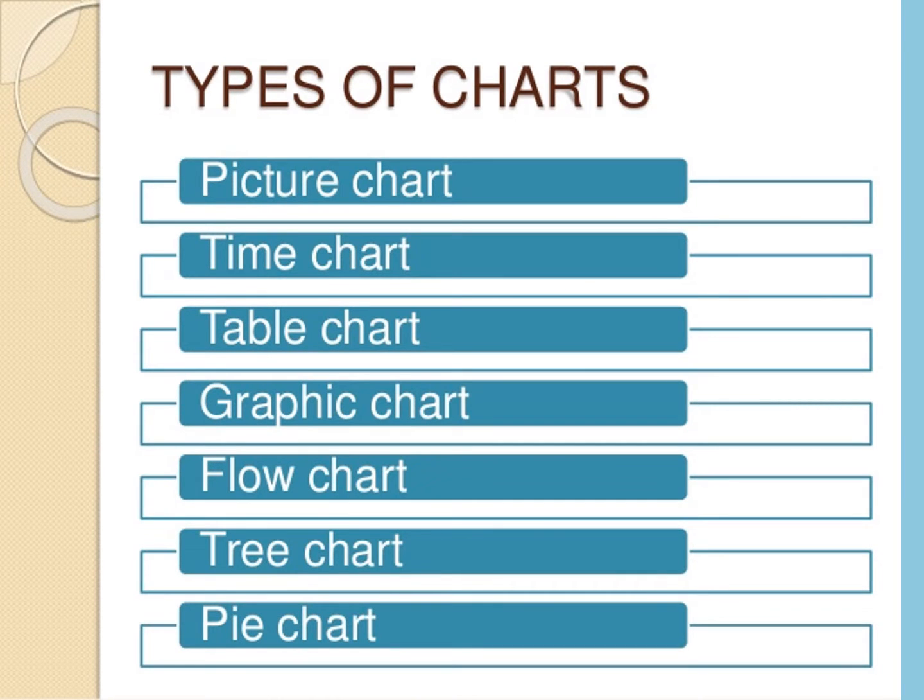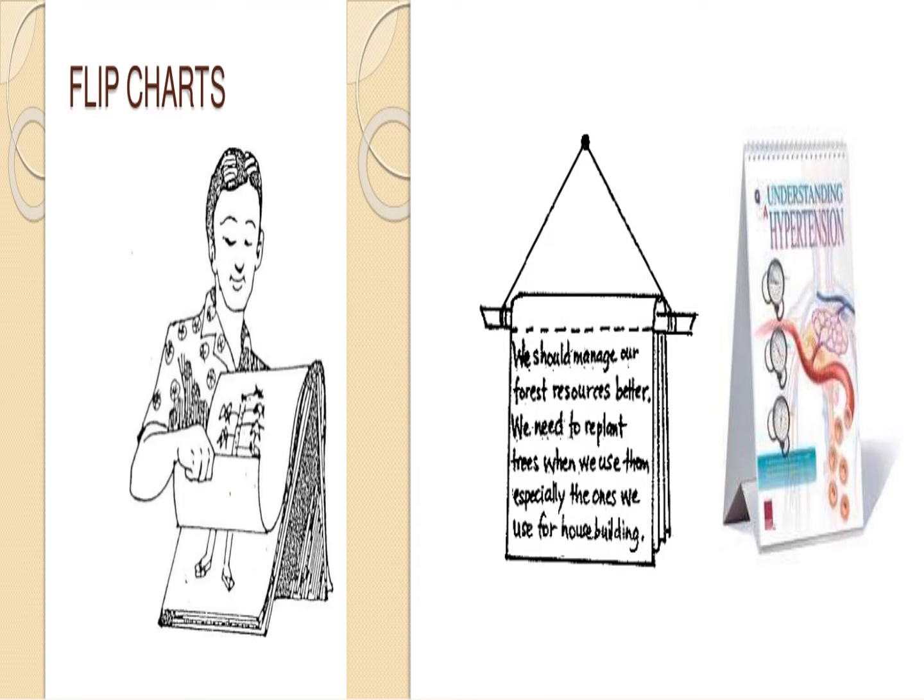There are various types of charts: picture chart, time chart, table chart, graphic chart, flow chart, tree chart and pie chart. We can see here the flip chart. Most of us would have seen this flip chart. Daily we have calendars at our home, which are nothing but a form of flip chart. It displays the information of every month, the important dates, the important things, and we can easily note them.